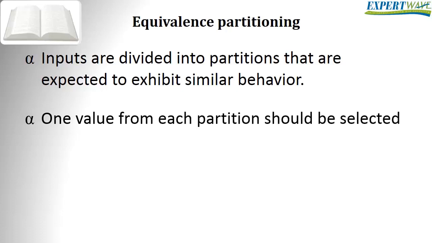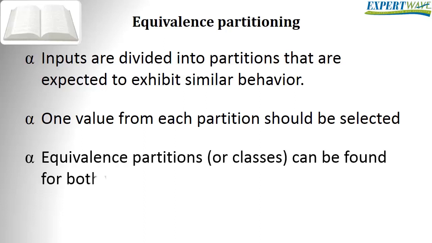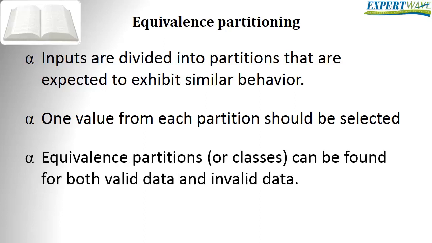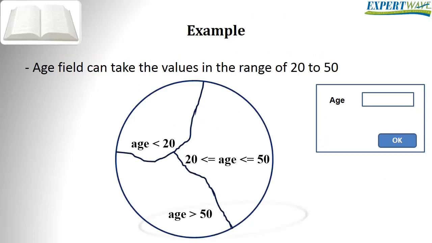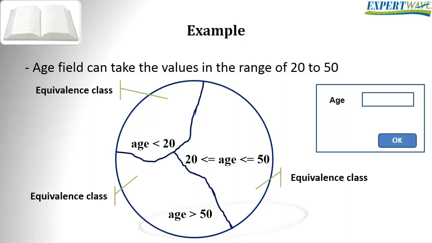Equivalence partitions, or classes as some books might refer to them, can be found for both valid data and invalid data, applicable at all levels of testing. Remember the levels of testing: component testing, integration testing, system testing, acceptance testing, and so on. So in our example, the field accepts any value between 20 and 60. We would expect the software to accept values in the range and reject the values below the range, and maybe display an error message saying, sorry, but number should be above or equal to 20, and also reject the values above the range and maybe display an error message saying, sorry, but number should be lower than or equal to 50.